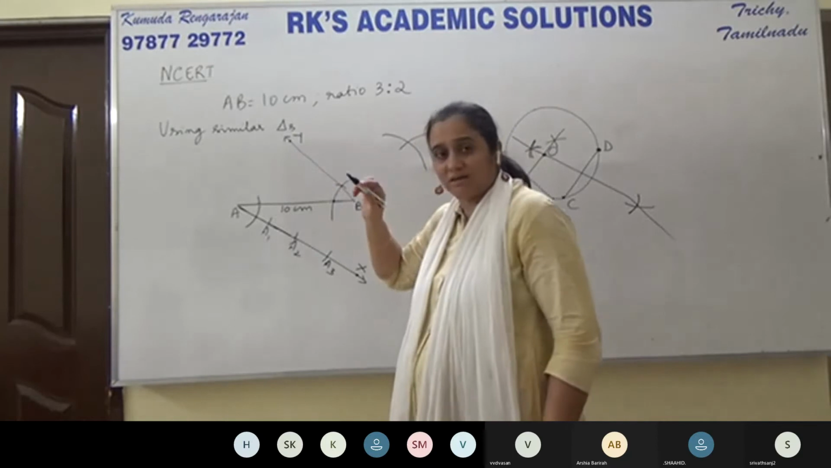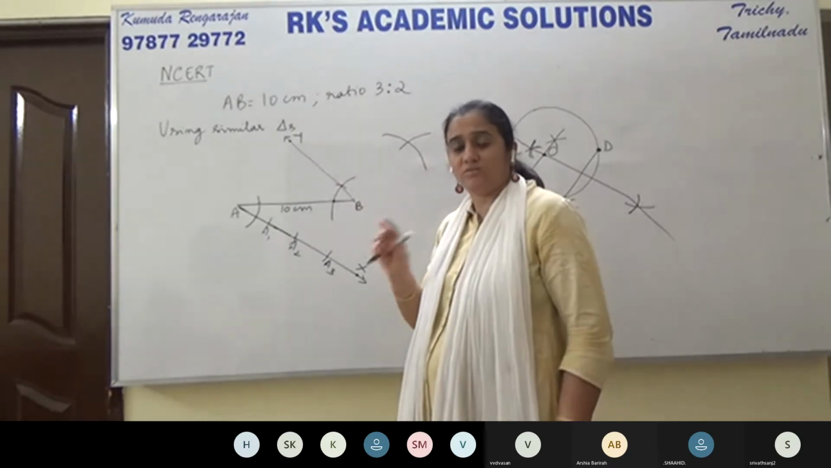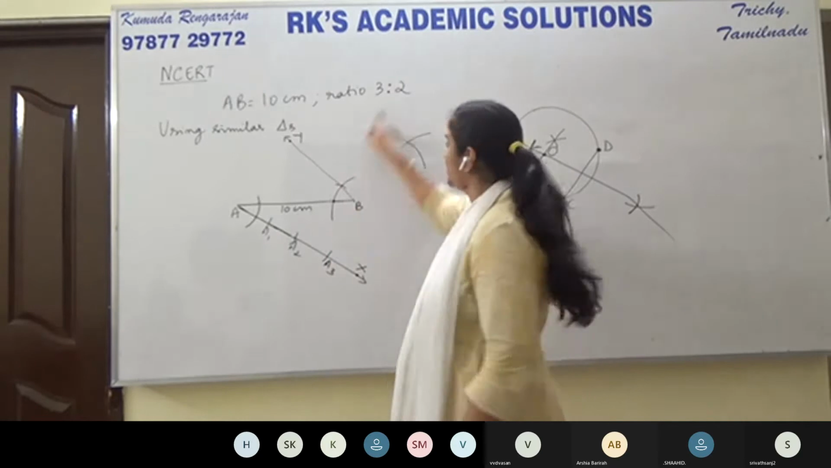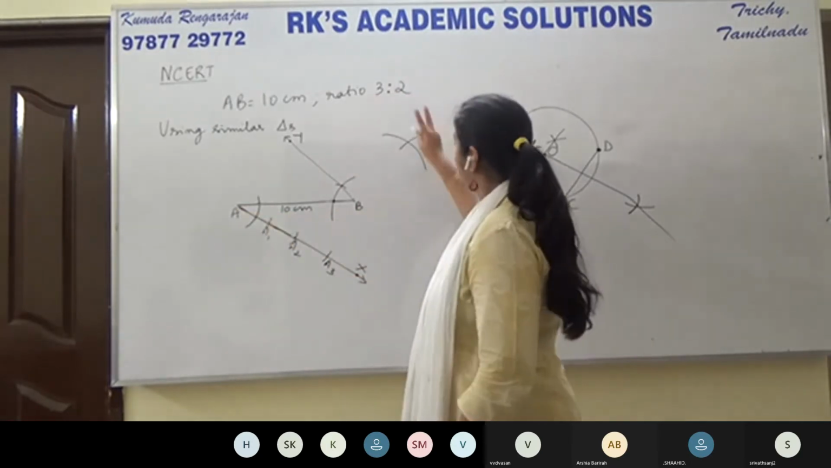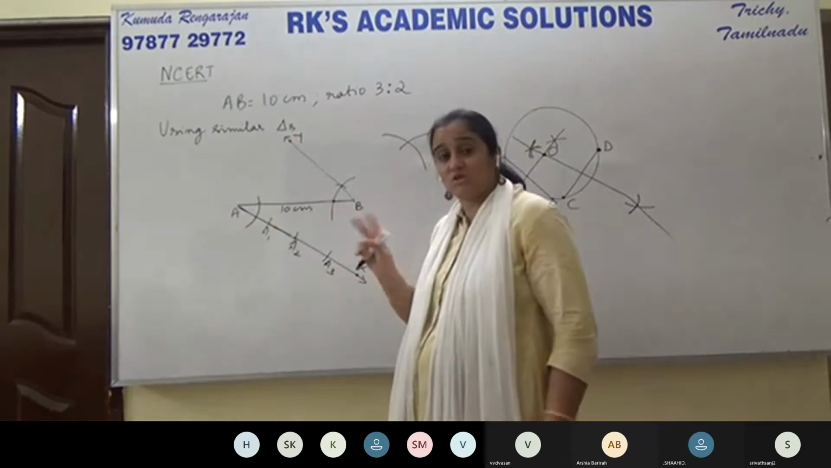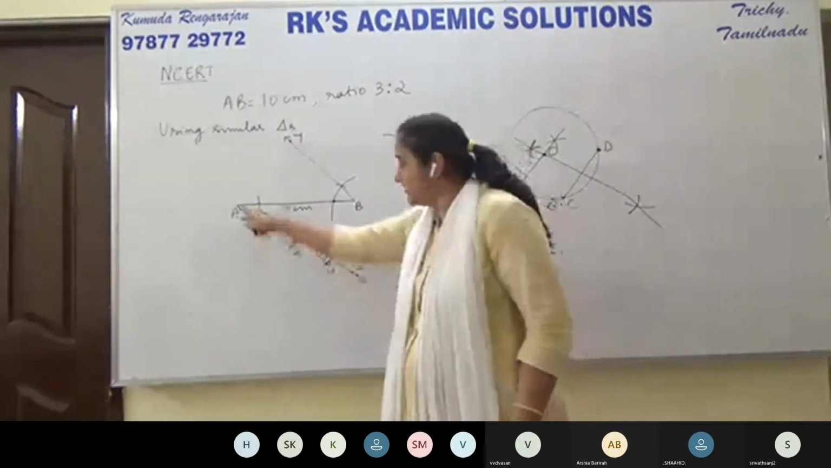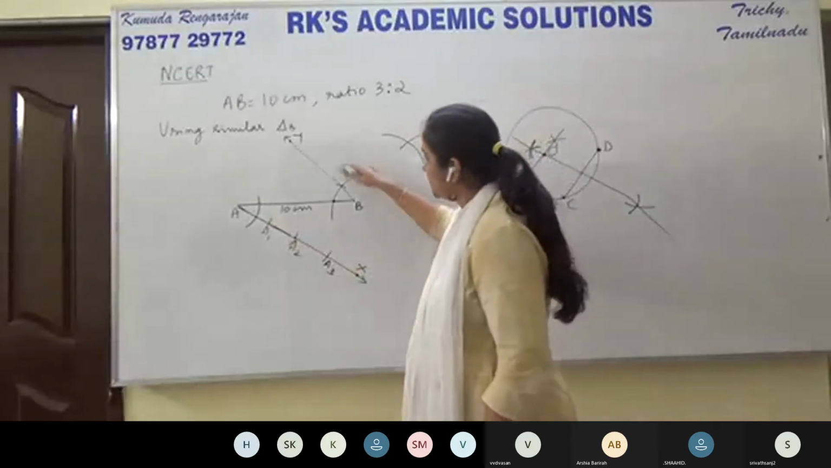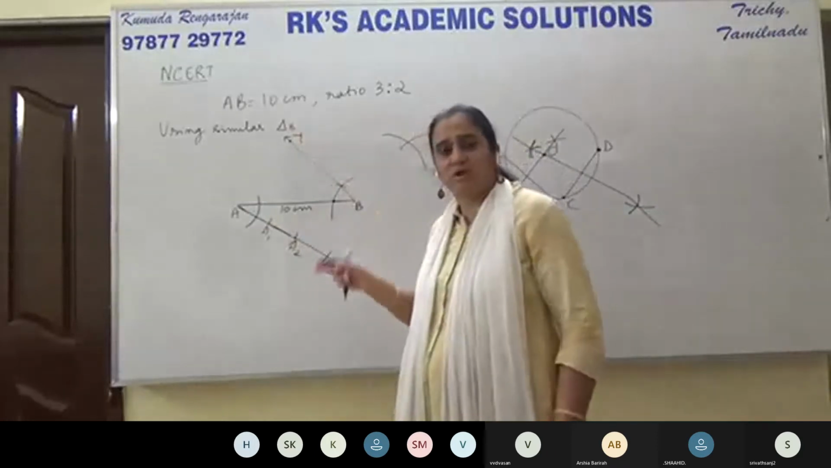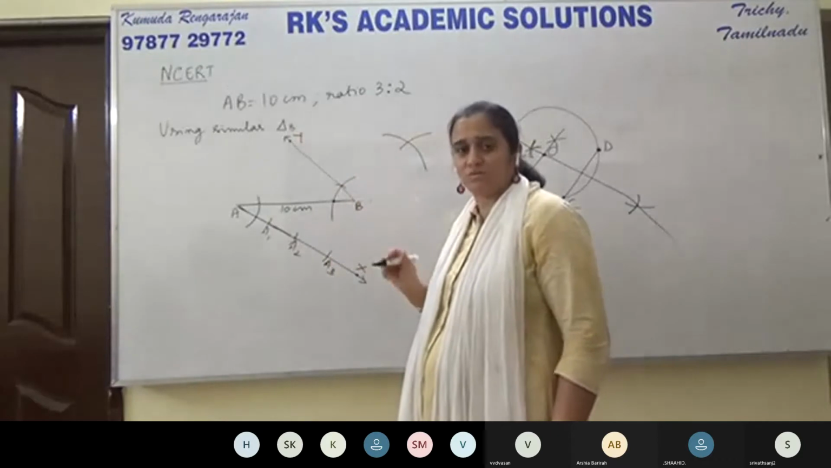On the ray BY, we need to locate 2 points, B1 and B2. Why only 2 points? Because 3:2. 3 points on AX, 2 points on BY. Ratio is 3:2. We need to locate 3 points on the ray AX and 2 points on the ray BY. The 3 points are called A1, A2, A3, and the other 2 points B1 and B2.